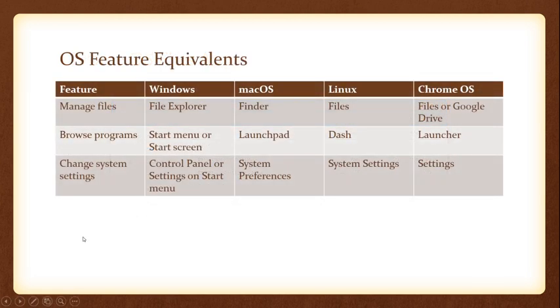So these are the OS feature equivalents for each of the four main ones that we talked about: Windows, Mac, Linux, Chrome. If you want to manage your files, you use File Explorer or Windows Explorer for Windows, Finder for Mac, Files for Linux, or Files or your Google Drive for Chrome. If you want to browse programs, you can hit your Start menu or your Start screen. You can click Launchpad on your Mac, and you can click Dash on your Linux or Launcher on your Chrome. And if you want to change system settings, you either have to go to Control Panel or Settings on your Start menu, System Preferences for Mac, System Settings for Linux, or just Settings for Chrome.